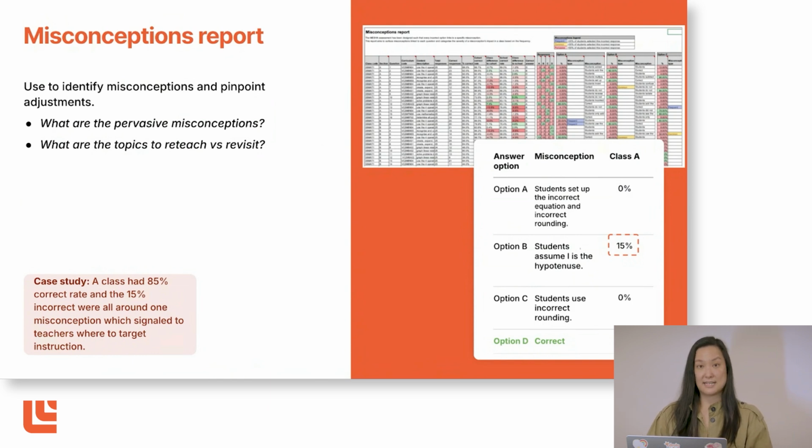So here is an example where there was a class where actually they scored pretty well, and they had 85% that got all of the answers correct, but 15% of the students, they all chose one option. So they didn't choose option A or they didn't choose option C. They chose option B. And this gave the teachers the misconception that they could focus on with that group of students.